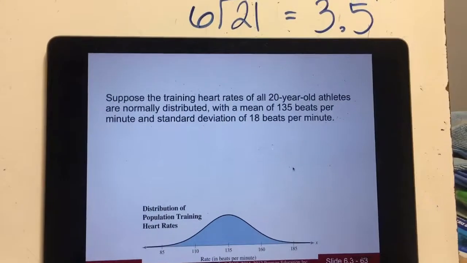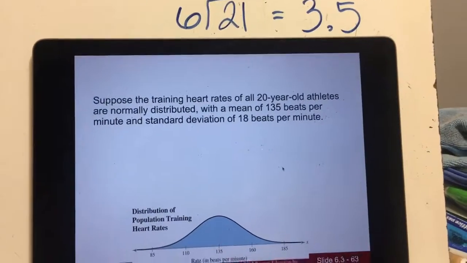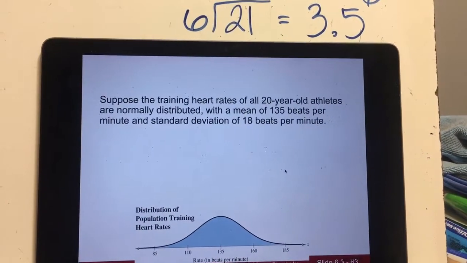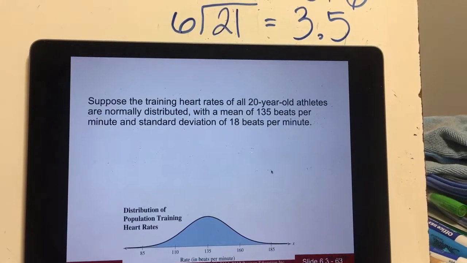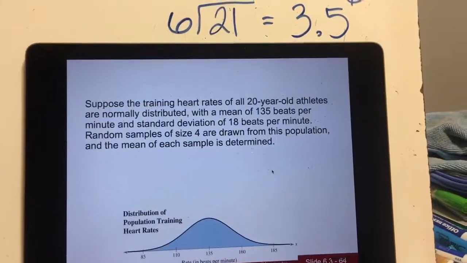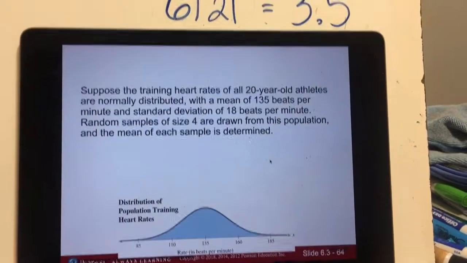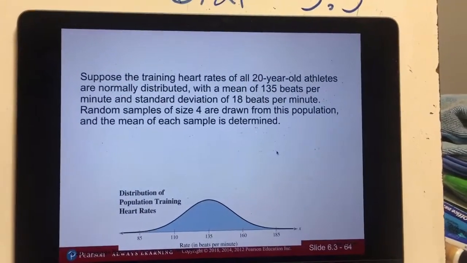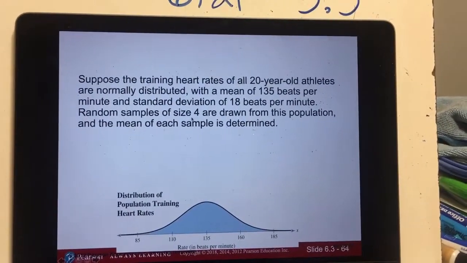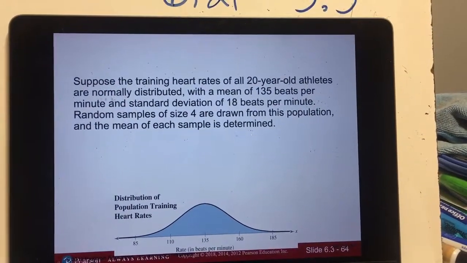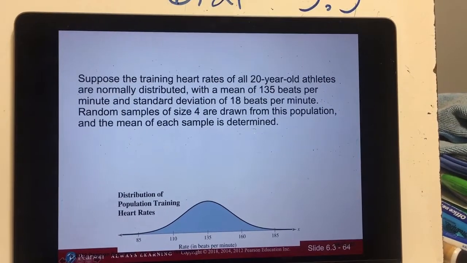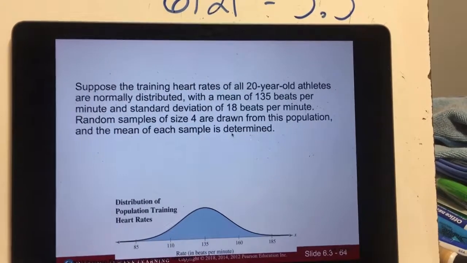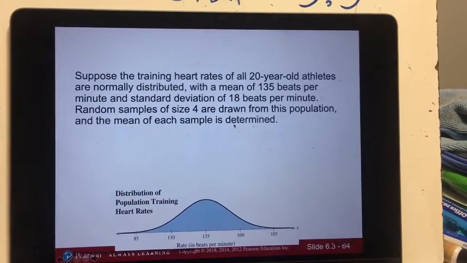Okay, suppose the training heart rates of all 20-year-old athletes are normally distributed with a mean of 135 beats per minute and a standard deviation of 18 beats per minute. Random samples of size 4 are drawn from this population. Now, these are very tiny little samples, but guess what? The sampling distribution was normally distributed to start with. Because it was normally distributed to start with, we can apply the central limit theorem.